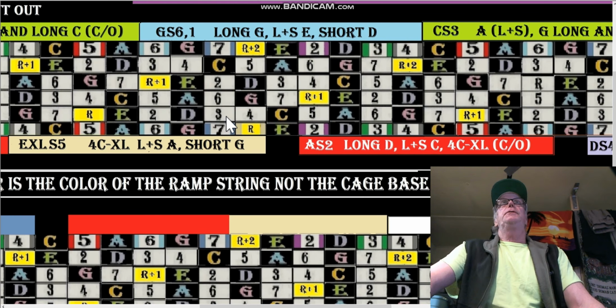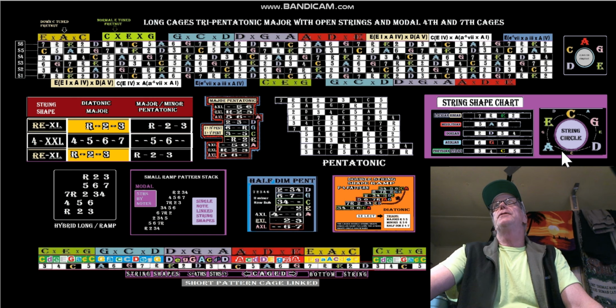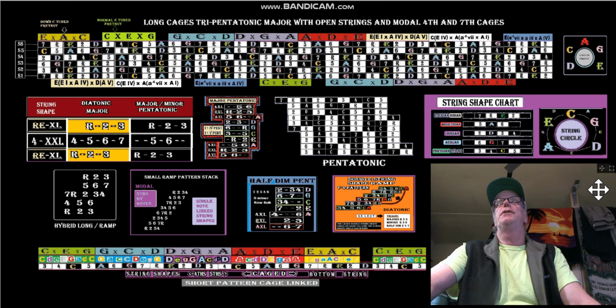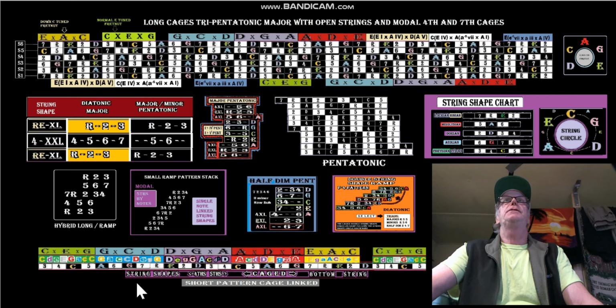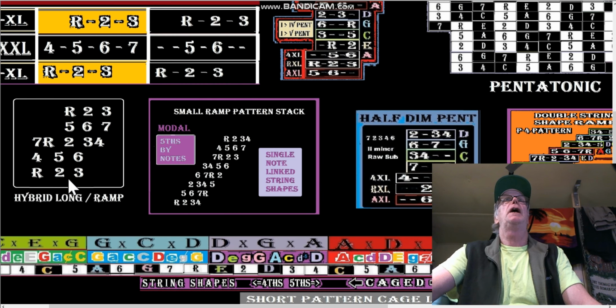So let's move forward with this now to the next chart. Okay, so this is chart 302. Ramp pentatonics in general. Alright, this is just a little extra information we can refer to. We talked about the small ramp, we talked about the hybrid long ramp. So it's a hybrid because it's got caged here.